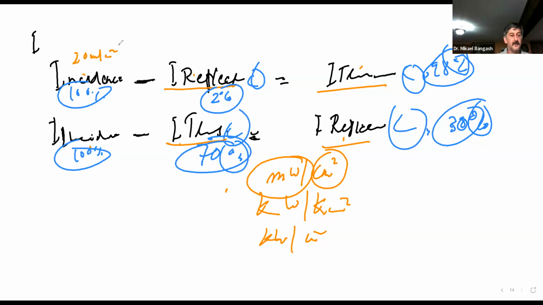Whereas if they talk of plane intensity, they may say 20 watts per centimeter square is incident, and 1 watt per centimeter square is reflected. Now, what is going to be the intensity of the transmission? That is going to be 19 watts per centimeter square, because these two here will add up to become this.